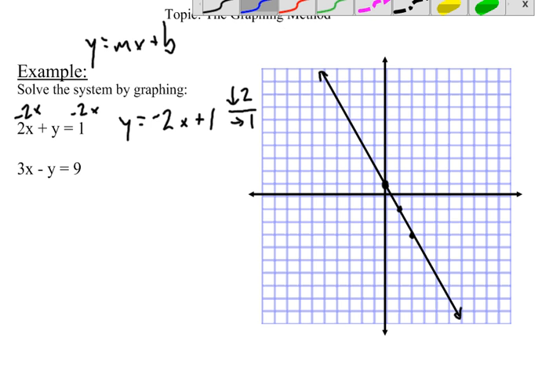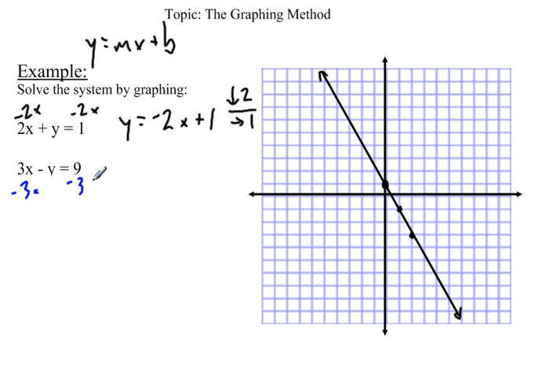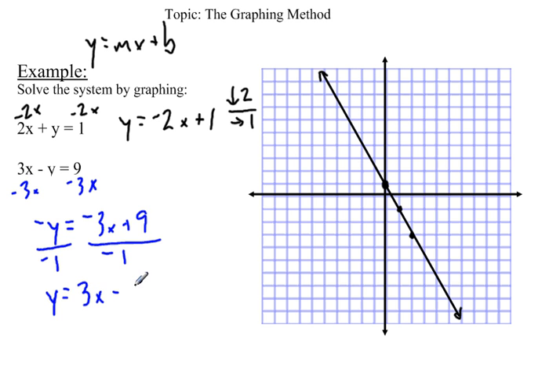Switch over to blue, do line 2. Put this in slope-intercept form. I'm going to take 3x away from both sides. I have negative y equals negative 3x plus 9. I have to get rid of that negative in front of that y, so I get y equals 3x minus 9. Now to graph this, y-intercept first. So 2, 4, 6, 8, 9.